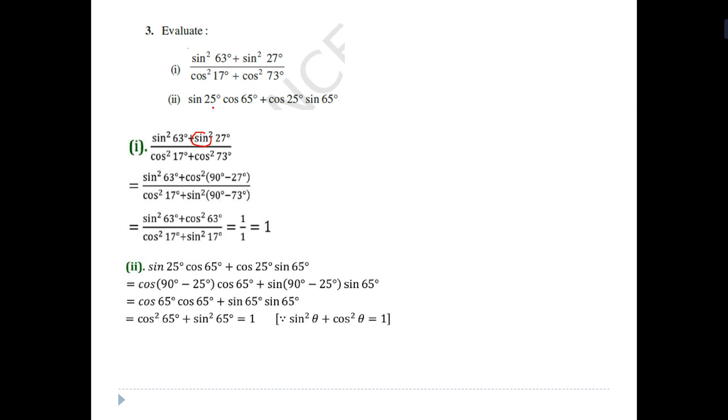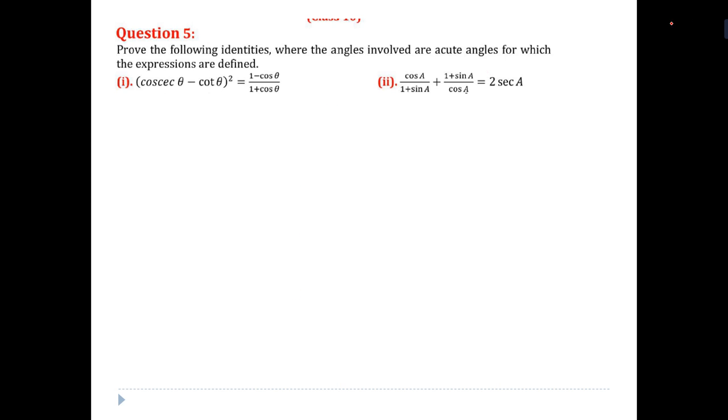Next, in sin 25 cos 65, instead of sine we can write cos of 90 minus 65. Same thing here, but anyhow we have to make theta equal. So cos square 65 plus sine square 65. Out of the two functions, sine and cos, any one we have to convert. If I convert sine here, then you have to convert cos here. So you will get the same, cos square 65 plus sine square 65, and you will get the answer 1. Now proof, that is important for us.